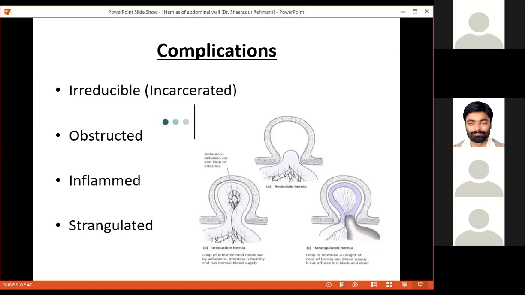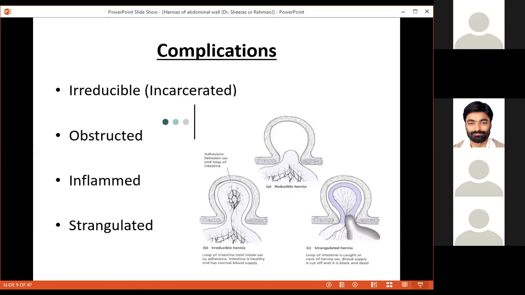complications, a hernia can become irreducible, it can become obstructed, it can become inflamed and strangulated. All these things are related to two major issues. One is whether the bowel is obstructed or not, and the second is the compromise of the vascularity. If only obstruction is taking place, that means the bowel contents cannot be reduced, but the supply is not compromised. So you have an obstructed hernia.